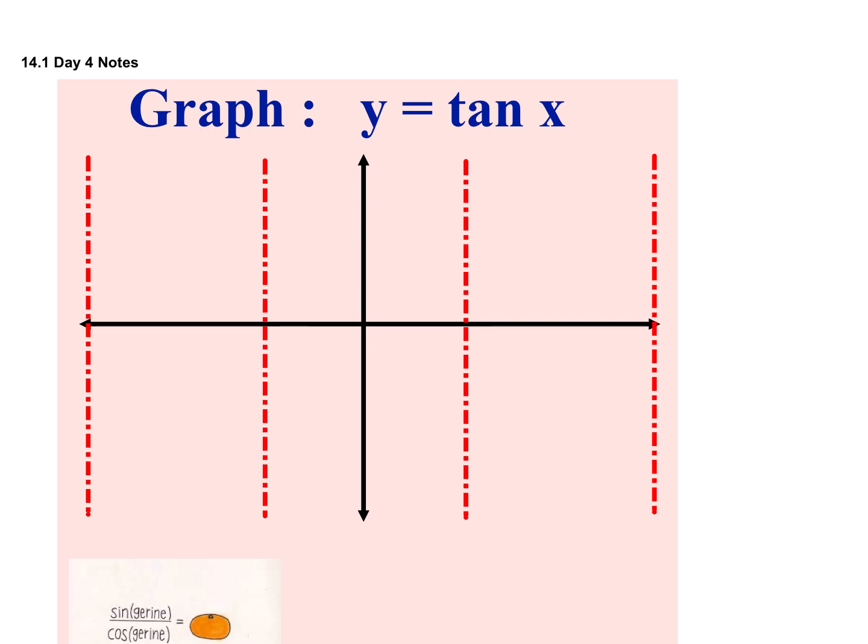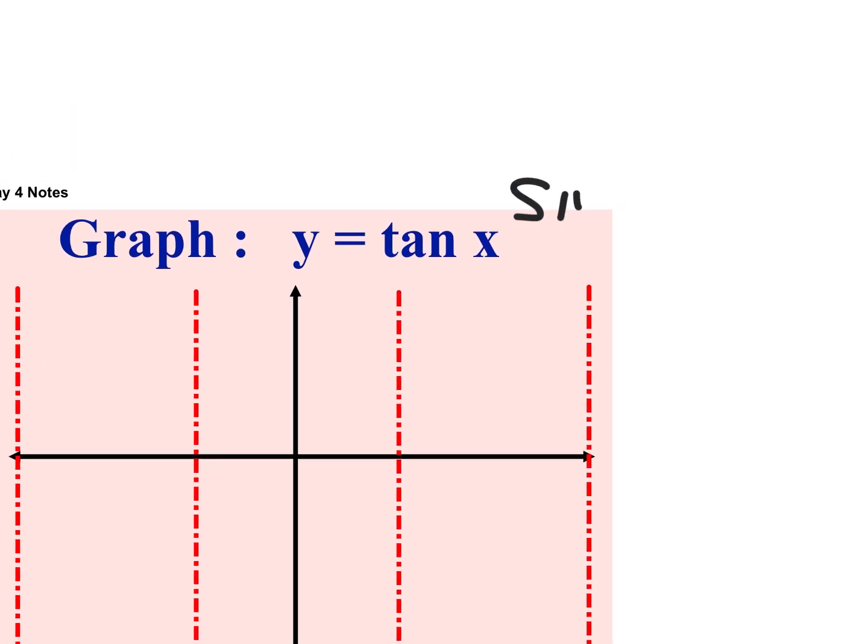All right. So tangent is sine over cosine. True or false? True. The top can never be 0. True or false?